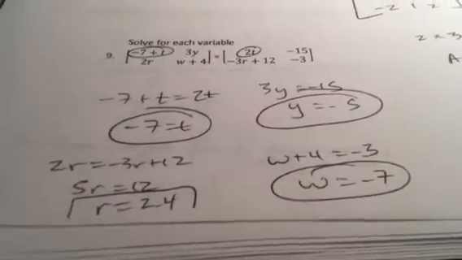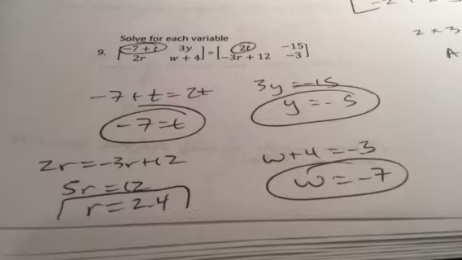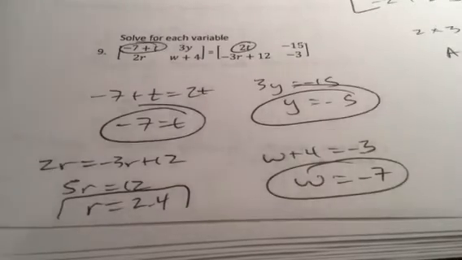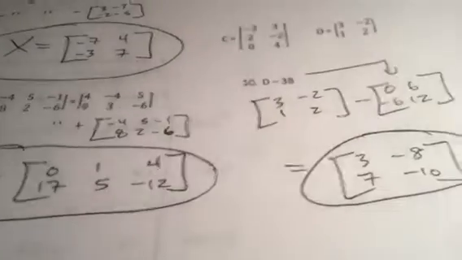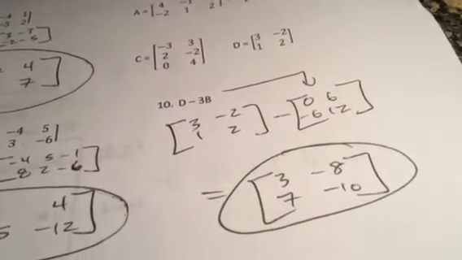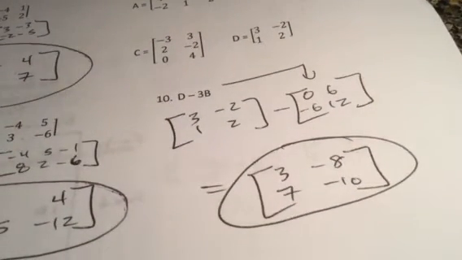Set -7 plus T equal to 2T, solve for T. Set 3Y equals -15. Set 2R equal to -3R plus 12. Set W plus 4 equal to -3. Okay, that is 3 times B. Just take matrix B, multiply it by 3, and subtract.